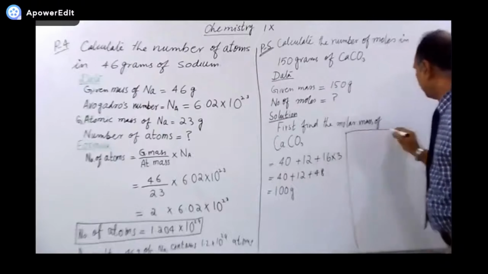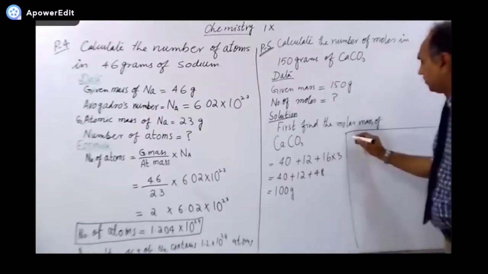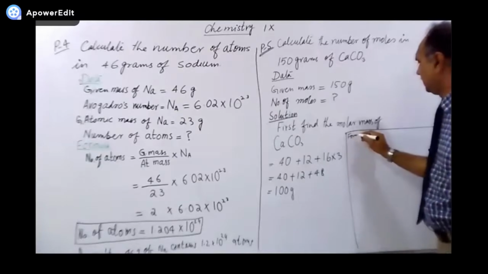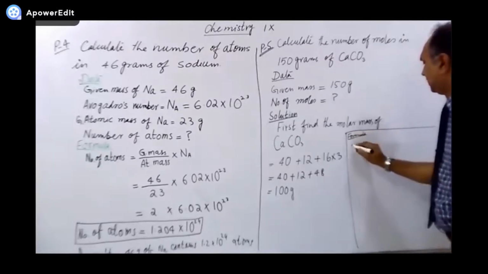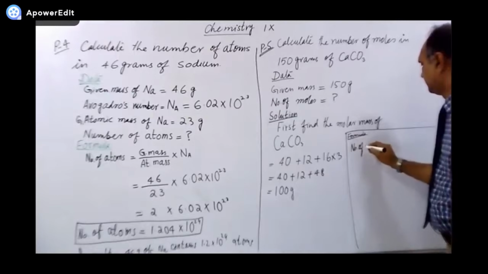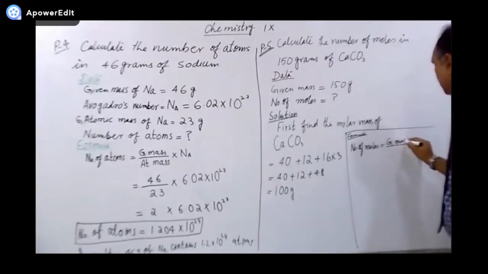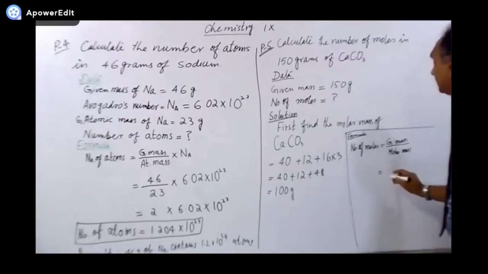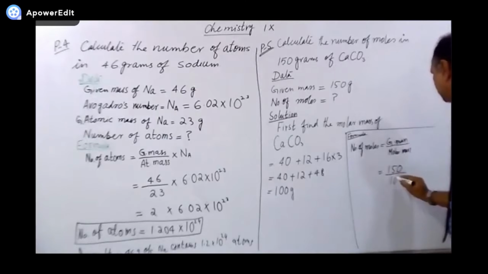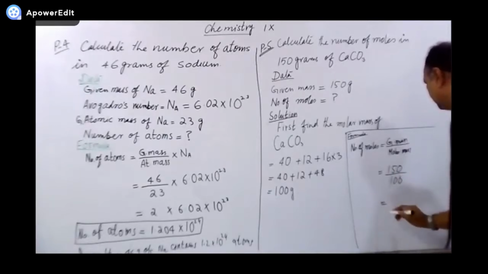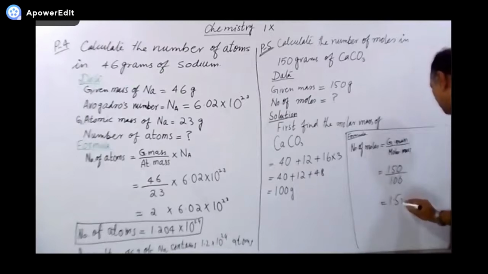Now we will apply the formula. Number of moles is equal to, you can write a small n over here, given mass upon molar mass. What is the given mass here? 150. What is the molar mass? 100. So the answer is 1.5 moles.